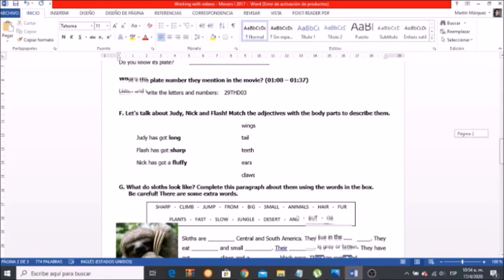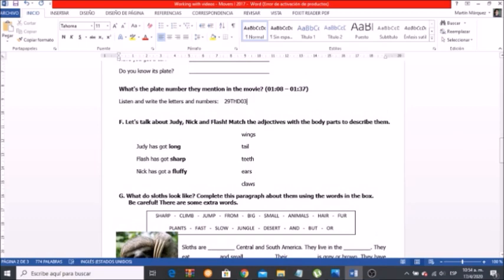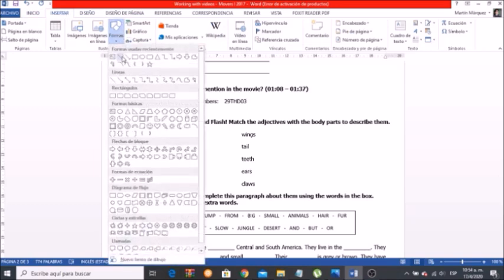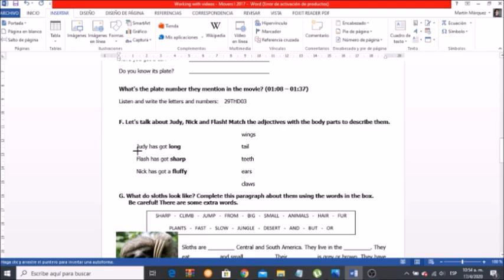Now let's do exercise F. It says, let's talk about Judy, Nick and Flash. Match the adjectives with the body parts to describe them. So we have to match these three sentences with the adjectives here. Okay? So, the first one, Judy has got long wings, tail, teeth, ears or claws. Very good. Judy has got long ears.